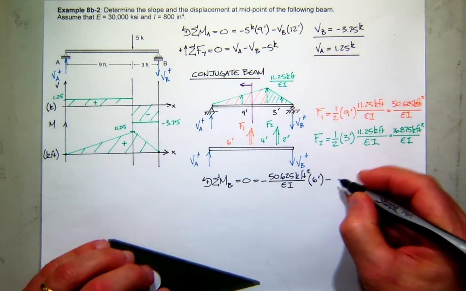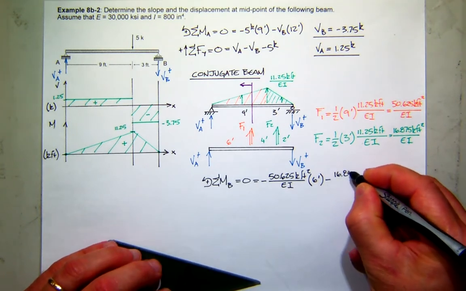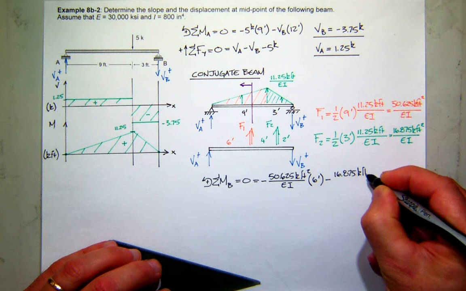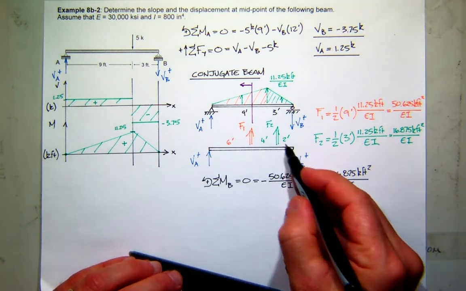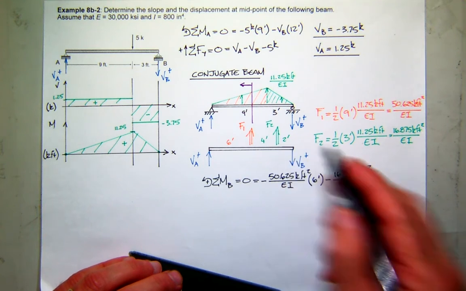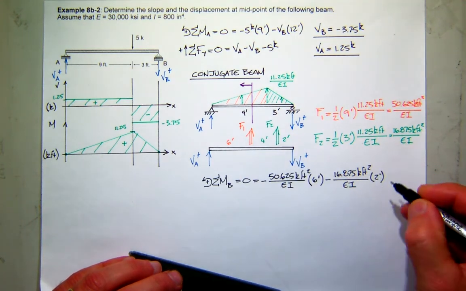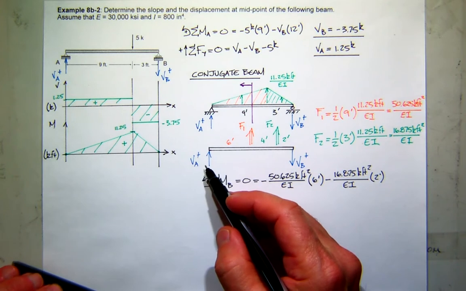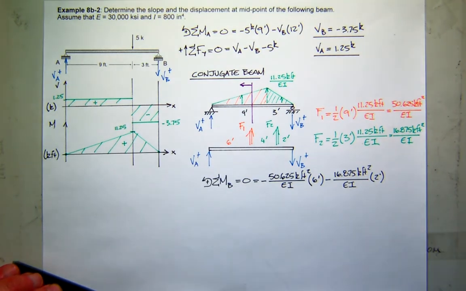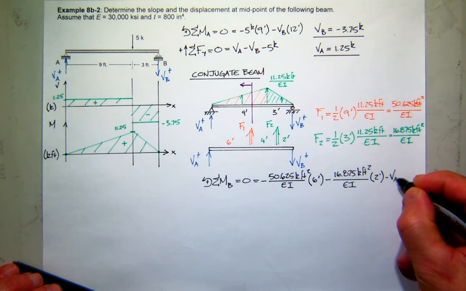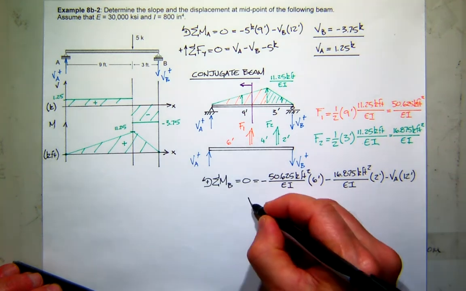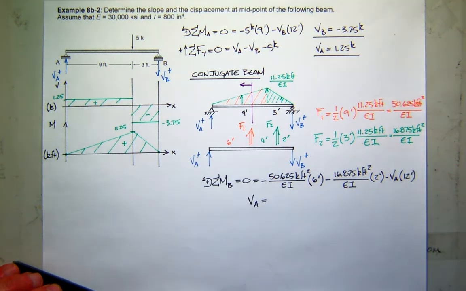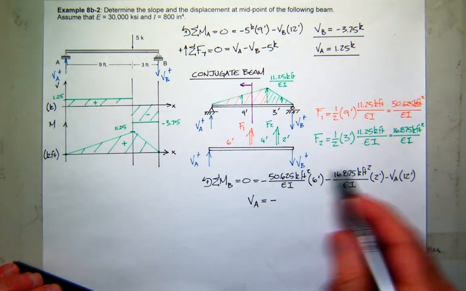Then F2, which is 16.875 kip feet squared divided by EI. That's F2. And the distance to its centroid from B looks like 2 feet. Then all the way over here, I've got my shear at A, which is also negative, and it has a moment arm of 12 feet. So I should be able to solve for my shear at A. It looks like it's going to be negative. You guys have to help me out with that.